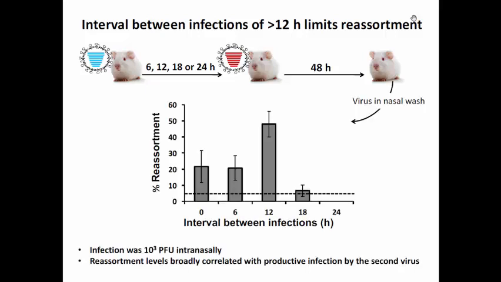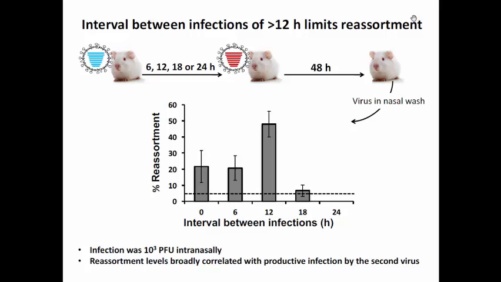Here we've used a low dose, 10⁵ PFU intranasally, and under these conditions we see moderate reassortment levels at this time point. With a simultaneous infection, we have about 22% reassortment. We don't see a change when we introduce a 6-hour time interval. However, with a 12-hour time interval, we see reassortment levels increase, and then at later times, we see a reduction.